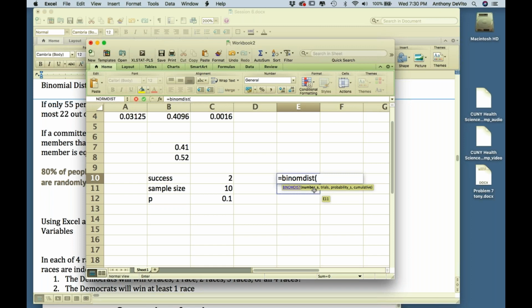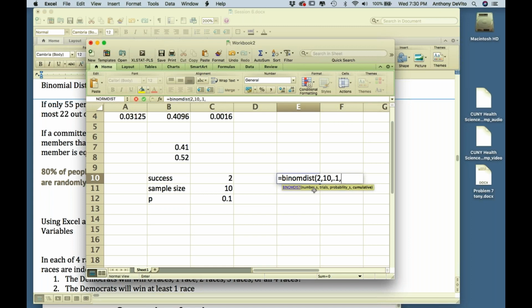You got that? Okay. So now what does it want first? It wants the number of successes. That's 2. We're looking for 2 out of 10, right? Number of trials is the sample size, 10. Put a comma in between each. 2, comma, 10. What's the probability of success for any individual in the population? In our case, it's comma and then 0.1.